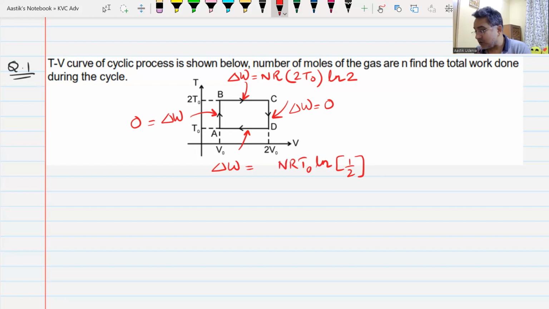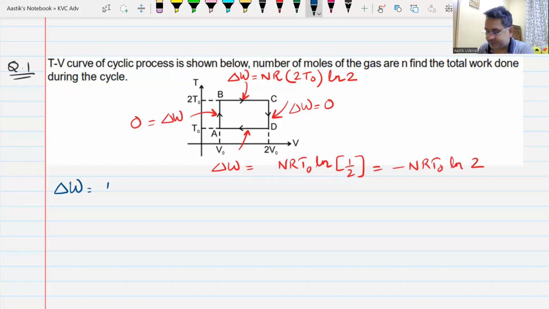So either you call it nRT naught ln of 1 by 2, or you say it as minus nRT ln of 2. You cannot say both. You first put a negative sign and then you put the original volumes. You just cannot do that. Yes or no? So this will become minus nRT naught ln of 2. So the total work done in this cycle will be how much?